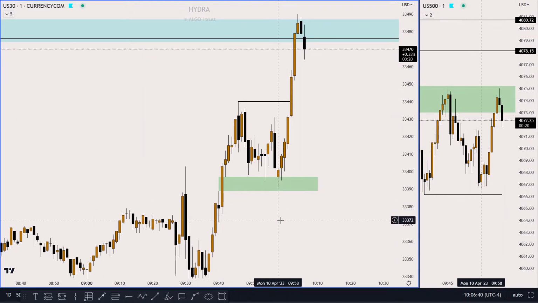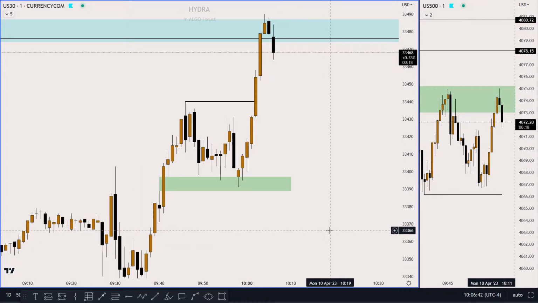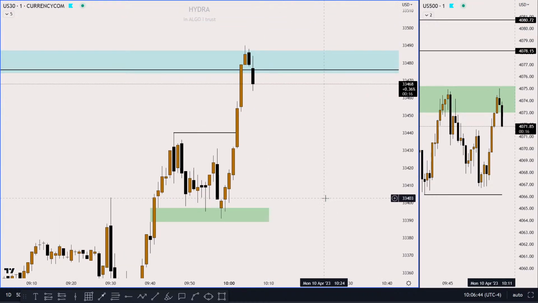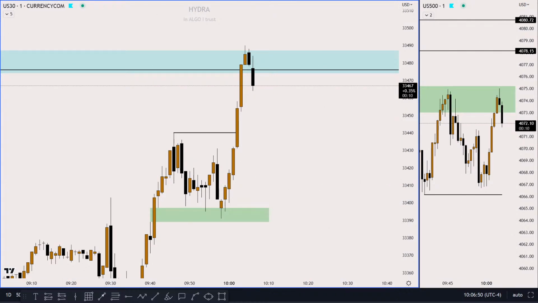It's inside of our silver bullet zone. And what does ICT tell us to look for in between the silver bullet zone? What does it tell us? Do you guys know? Let me know in the chat section. What is a silver bullet? That's what I'm asking.